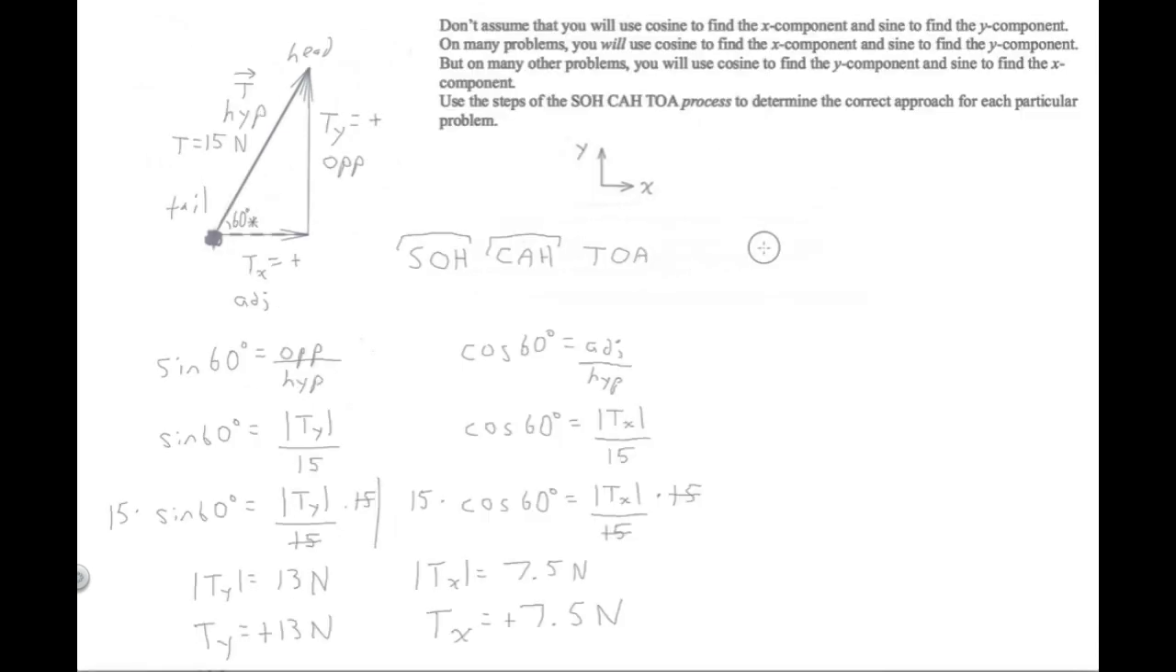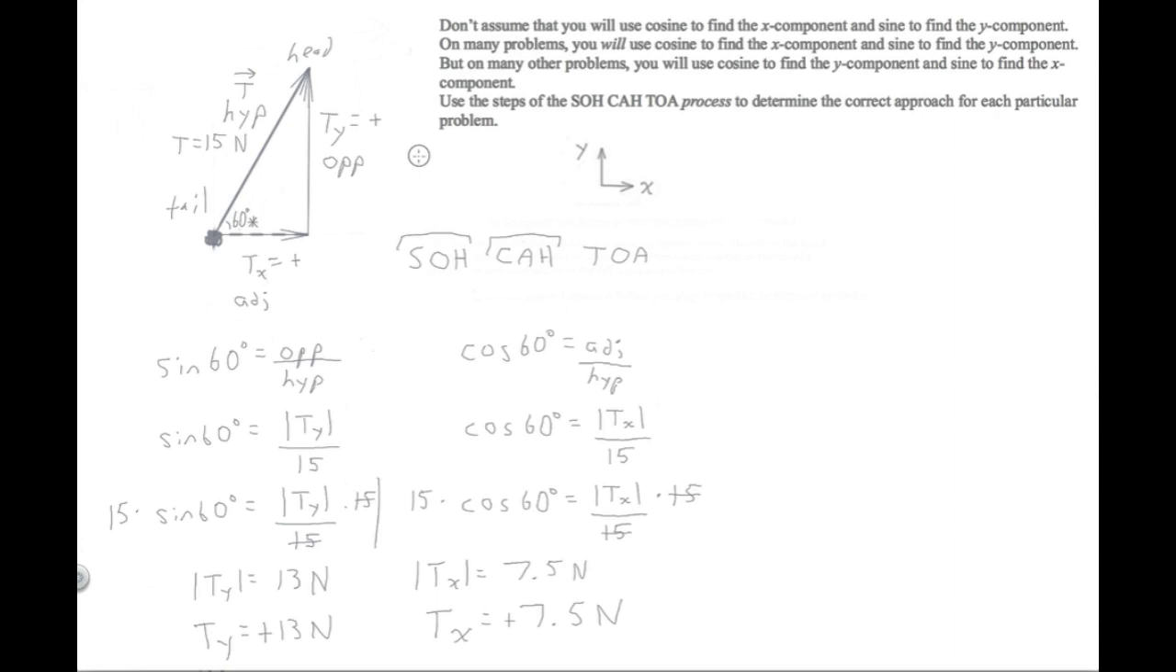On this particular problem, we used cosine to figure out the x component, and we used sine to figure out the y component. But do not assume that you will always use cosine to find the x component and sine to find the y component. On many problems, you will use cosine for x and sine for y, like this problem. But there are many other problems where you might use cosine for the y component and sine for the x component. So rather than making an assumption, use the steps of the SOHCAHTOA process that we demonstrated here to determine the correct approach for each particular problem that you're working on.